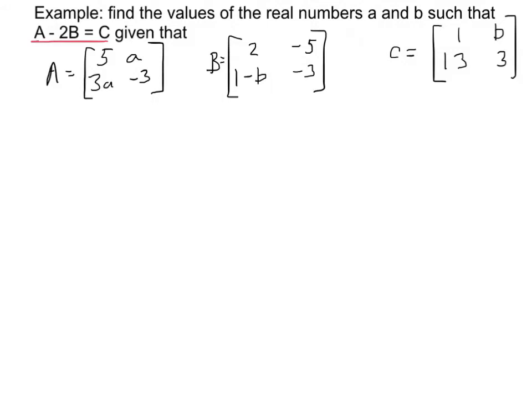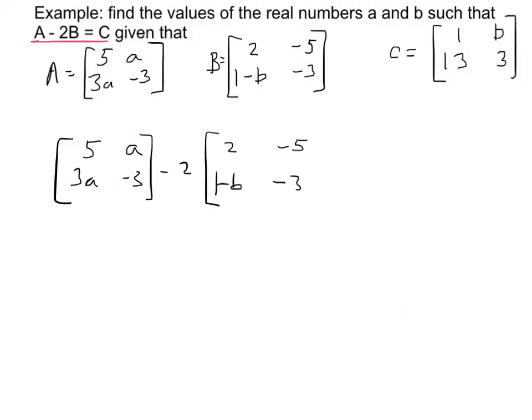So I'd say pause the video and at least write down a minus 2b equals c, and do what you can to simplify that. Right? So you're going to have 5a, 3a, negative 3. Again, I hope that you've paused and done this on your own. Minus 2, 2, negative 5, 1 minus b, negative 3, equals 1b, 13, 3. Great.